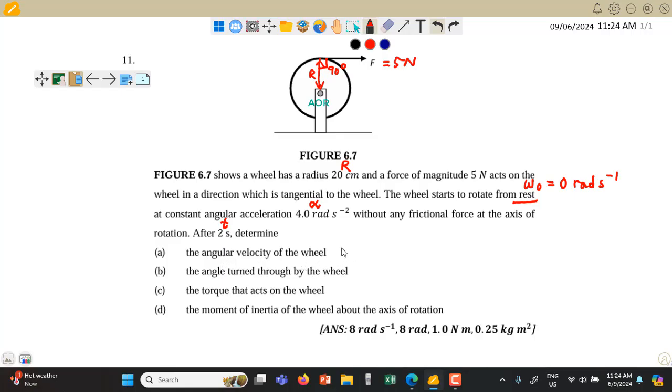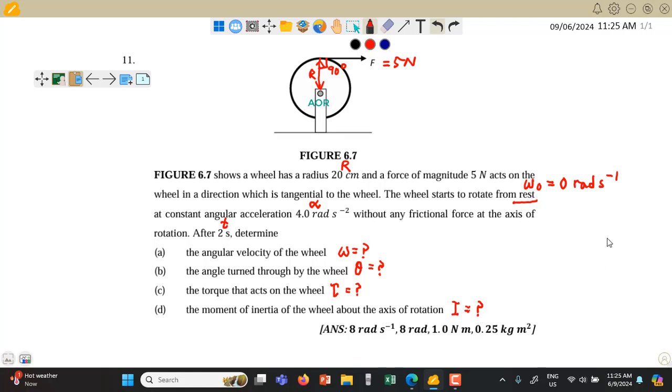So this will be referred to as the final angular velocity after 2 seconds. And then the angle turned through by the wheel, which is actually referred to as the angular displacement. Then question C, the torque that acts on the wheel. So we want to find the value of the torque acting on the wheel due to the force 5 Newton. Okay. Then the last question, the moment of inertia of the wheel about the axis of rotation. The moment of inertia is represented by capital I, so we want to find the value of I.